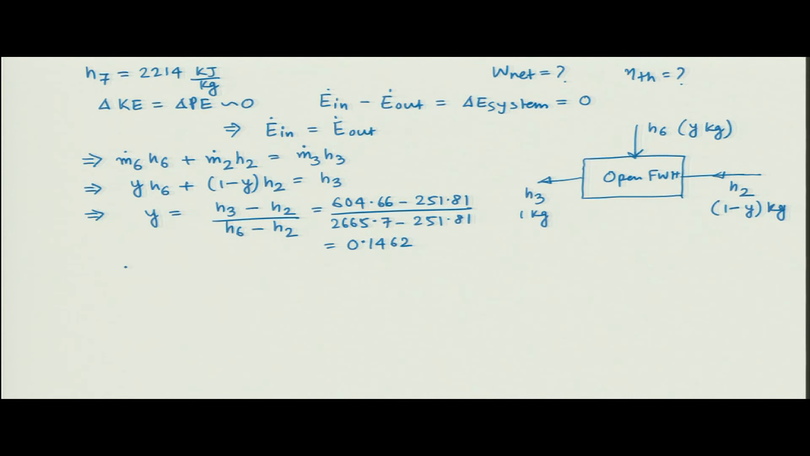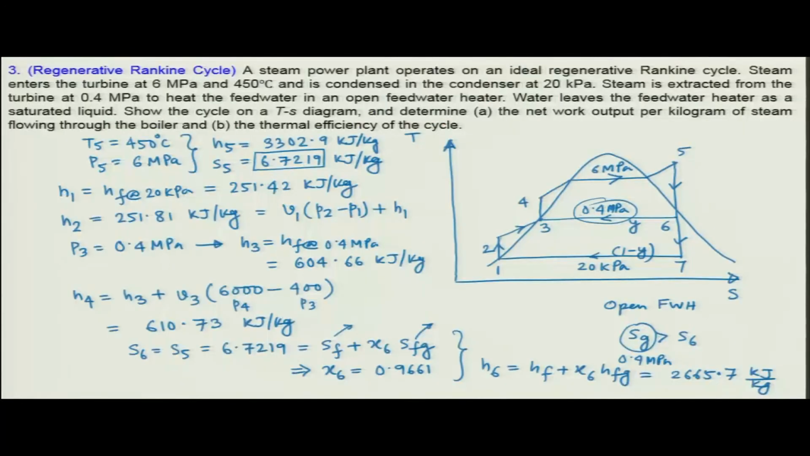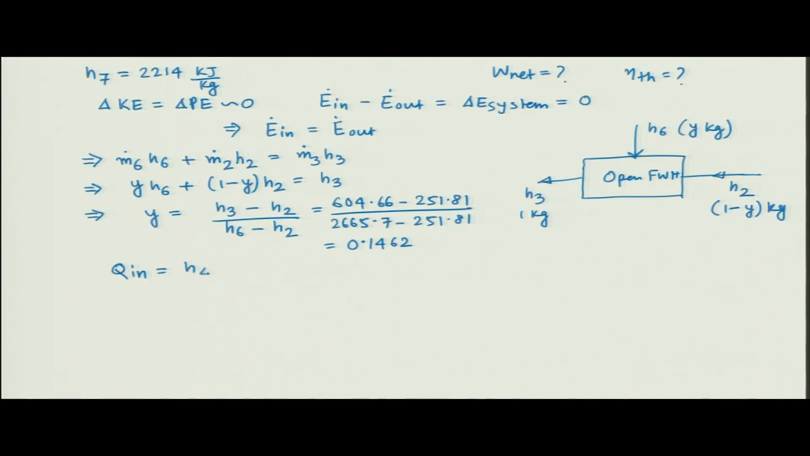So, next we have to calculate what is the net work output of the system. For that, first I will calculate what is Q in. Q in is basically the heat addition during process 4 to 5. So, Q in is H4 minus H5 and Q out is basically 1 minus y kg times H7 minus H1. So, these are all the heat addition and heat rejection per kg of mass flow. So, H4 minus H5.